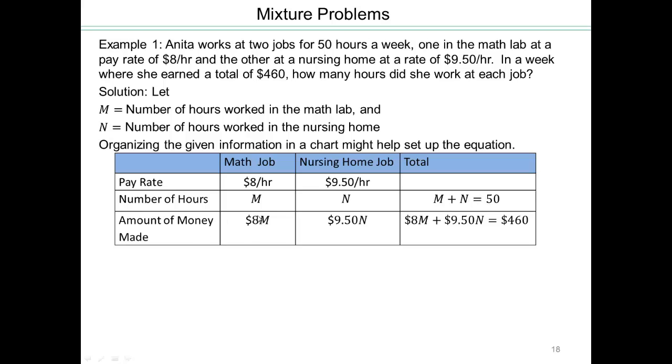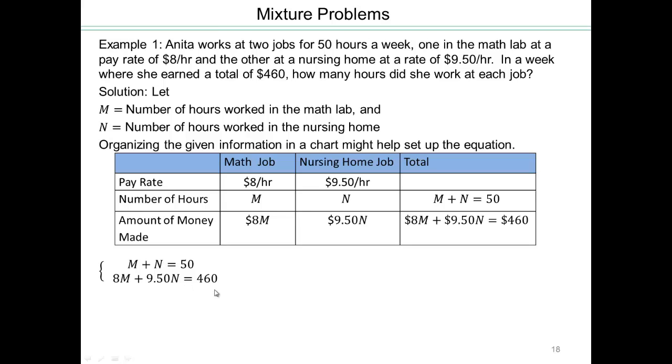$8 per hour, and if you're working M hours, then you're going to make 8 times M dollars for the math job. $9.50 times the number of hours N gives you the amount of money made from the nursing home job. Together, they add up to $460. So look what we have now. We have a system of equations.